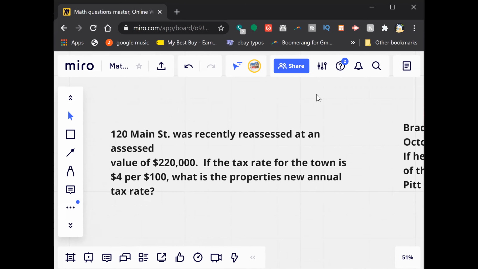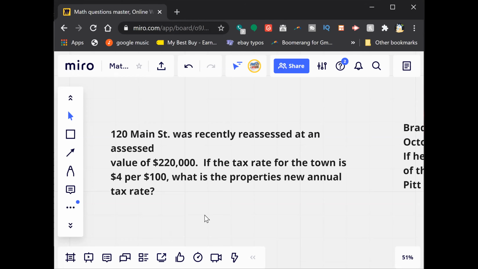So now we're going to be doing a tax rate problem. Let me read the problem. You ready? 120 Main Street was recently reassessed at an assessed value of $220,000. If the tax rate for the town was $4 per 100, what is the property's new annual tax? So guys, let's write that down and figure out what our first step is. What is going to be our first step on this one? Okay? What is our first step?